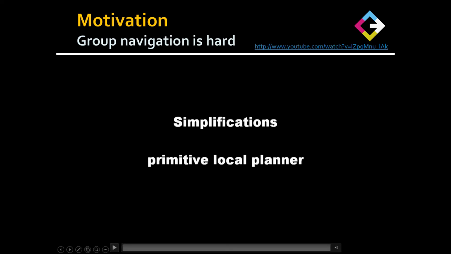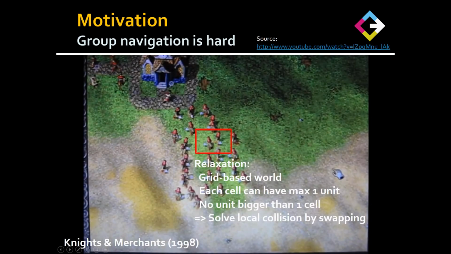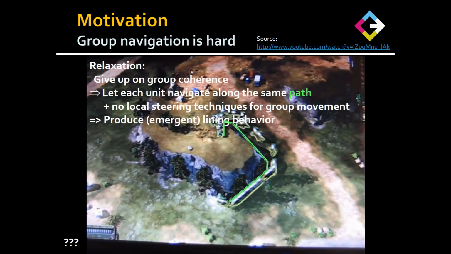Now, let's break down those cases again. First, Knights and Merchants: a fully grid-based world, in which each cell can have one unit at maximum. No units are bigger than one cell. In such a scenario, it is easy to define edge cases for dynamic situations, like having two groups walking against each other. Even though the solution is complete, it is slow, looks quite unnatural, and makes the combat in this game a bit chess-like. Anyone recognizes this game?